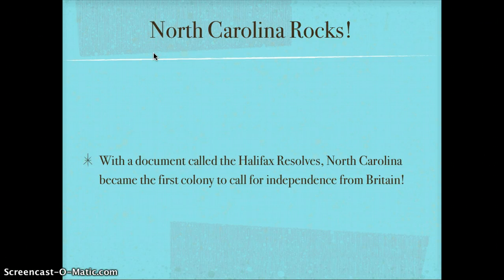Want to know why North Carolina rocks? Well, with a document called the Halifax Resolves, North Carolina became the first colony to call for independence from Britain. That's some pretty cool history.